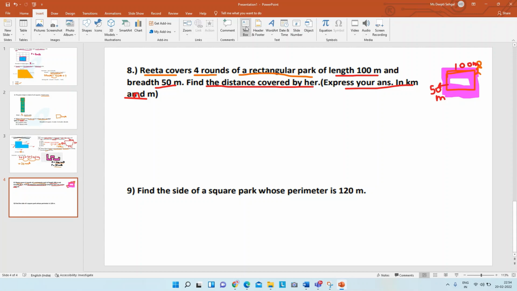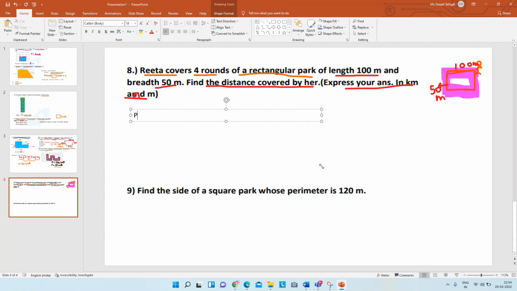So let's first write the formula. Okay. So what is the formula of a perimeter of a rectangle? The perimeter of rectangle is equal to twice the sum of length and breadth. 2 multiply by length plus breadth. Remember, 2 multiply means twice the sum of length and breadth.